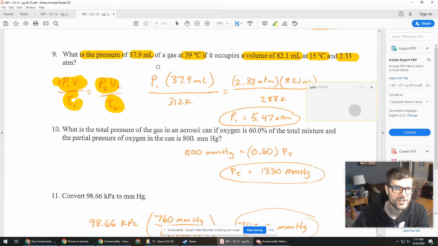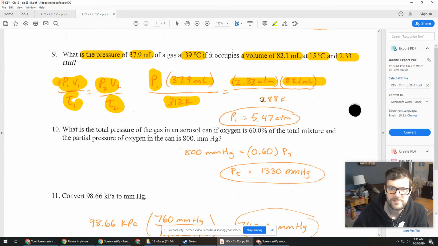I don't know the pressure of this 37.9 mils, so that's where I keep my P1, my unknown here. I do know its temperature, 39. I add 273. That's where this 312 came from. Then we're going to have our new pressure, 2.33 atmospheres, our new volume, 82.1 mils, and our new temperature, 15 Celsius converted to Kelvin. Cross multiply, solve for P1, and you'll get your answer.